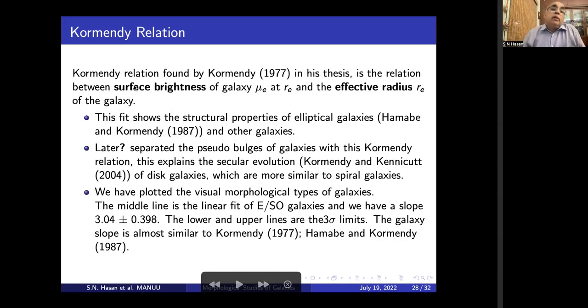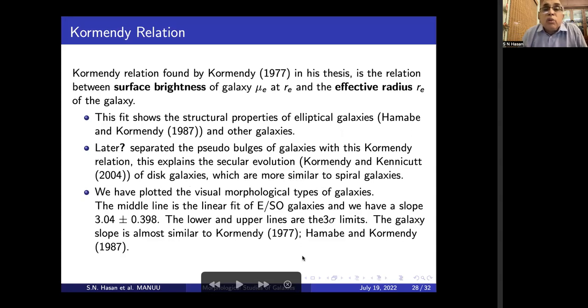Kormendy relation was found by Kormendy in his paper. He described it in his paper of 1977. It is the relation between the surface brightness of a galaxy and the effective radius. This fit shows the structural properties of elliptical galaxies, and later Kormendy separated the pseudo bulges of galaxies with this Kormendy relationship. This explains the secular evolution of disk galaxies, which are more similar to spiral galaxies.